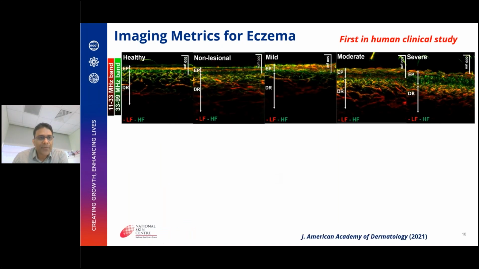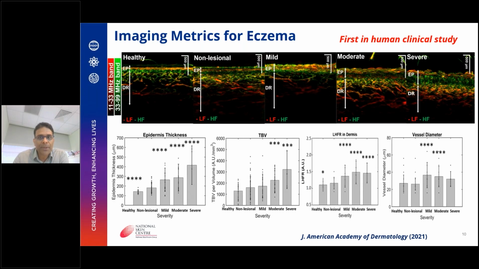This study was conducted in 100 subjects with eczema of varying severity. The image on top shows healthy, mild and moderate severity of eczema, and this is the non-lesional part of the eczema from the mild subject. As you can see, we derived a few imaging metrics such as epidermal thickness, total blood volume, low and high frequency ratio, and vessel diameter. Since our detector has a central frequency of 50 megahertz, we split the signal into 2 frequency bands, low and high. The low frequency band indicates the largest structures, and the high frequency band represents the smaller structures.